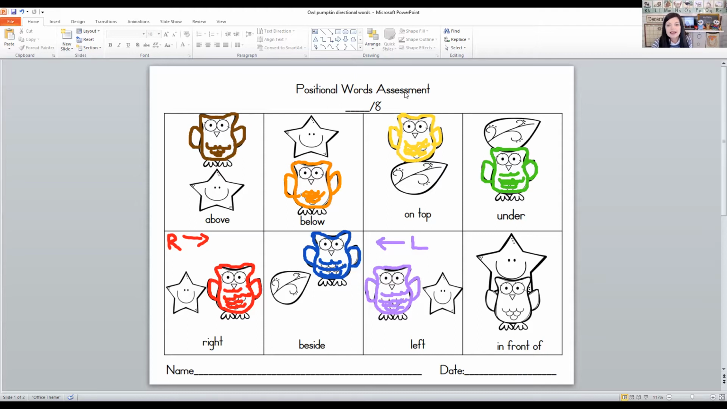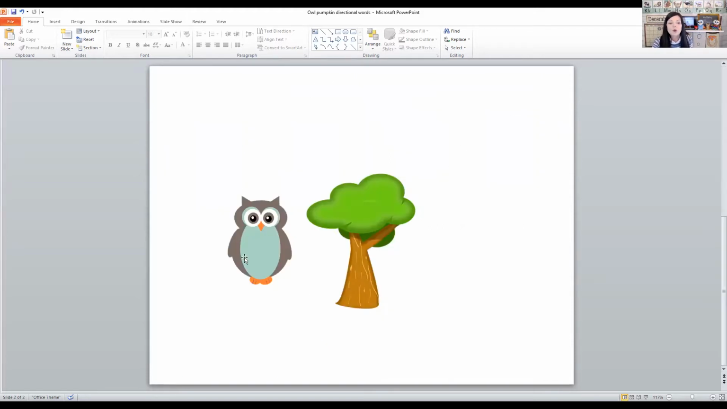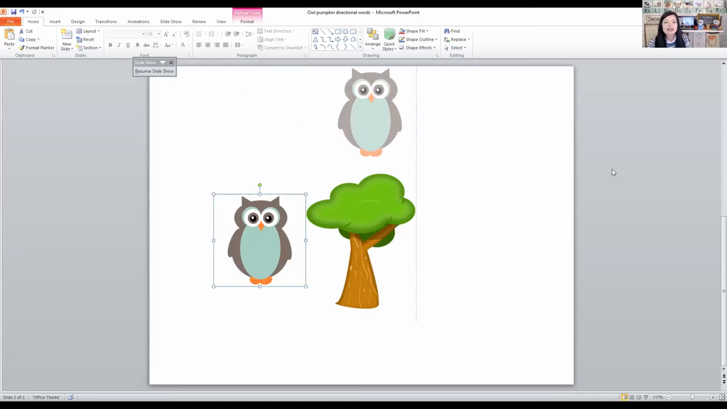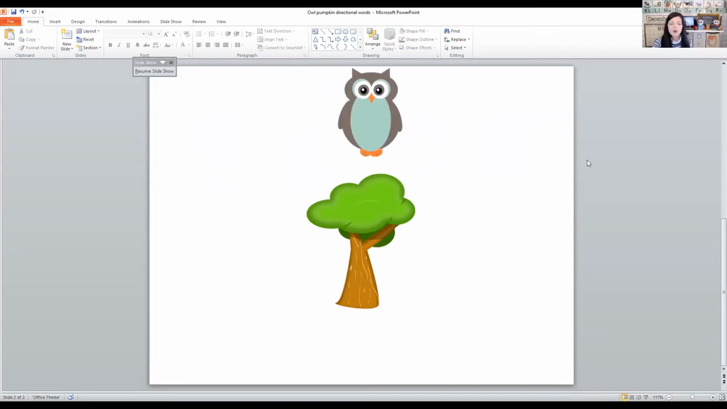Okay, the last owl is in front of the star. Can you say in front of? In front of. Good job. Well, now that we've learned all those directional words, let's use those words to describe where this owl is. So I'm going to move him right here, and you tell me, where is the owl?